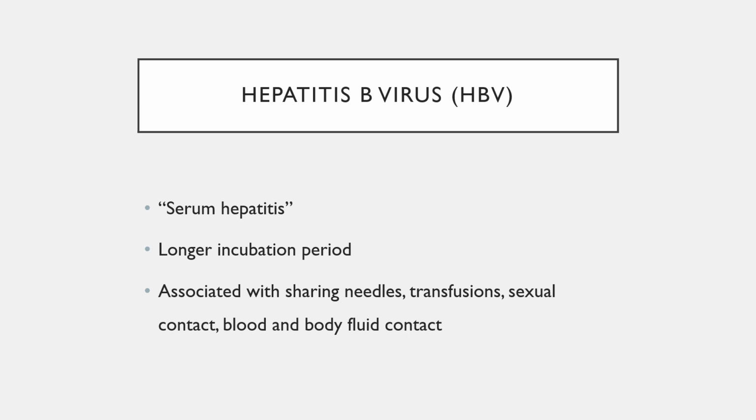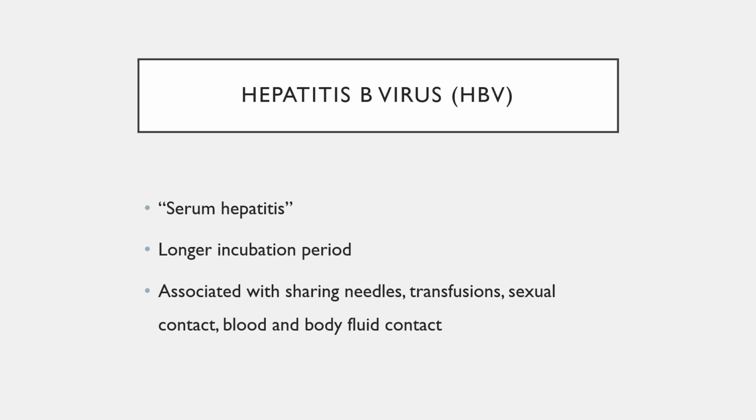Hepatitis B virus is also known as HBV or serum hepatitis. It is a double-stranded circular DNA virus, and it is one of the most common human pathogens. It's best known as a form of post-transfusion hepatitis or hepatitis associated with the use of illicit drugs. It has a longer incubation period than hepatitis A. Usually the incubation period is around 45 to 180 days.